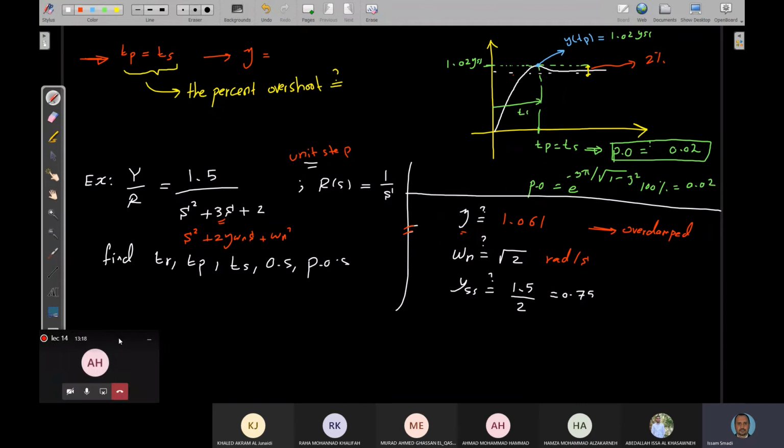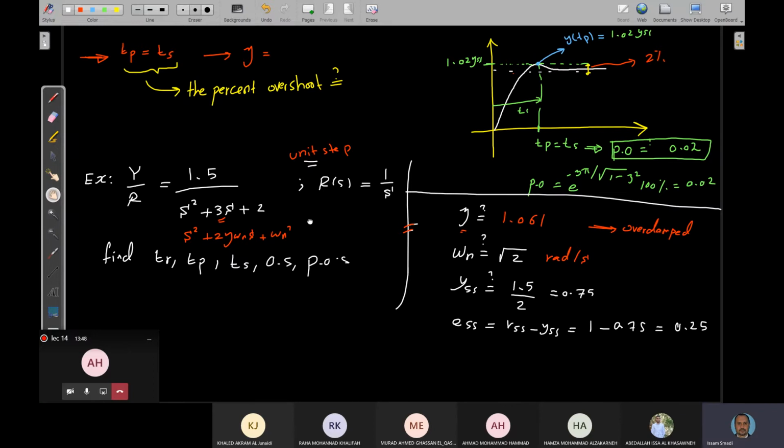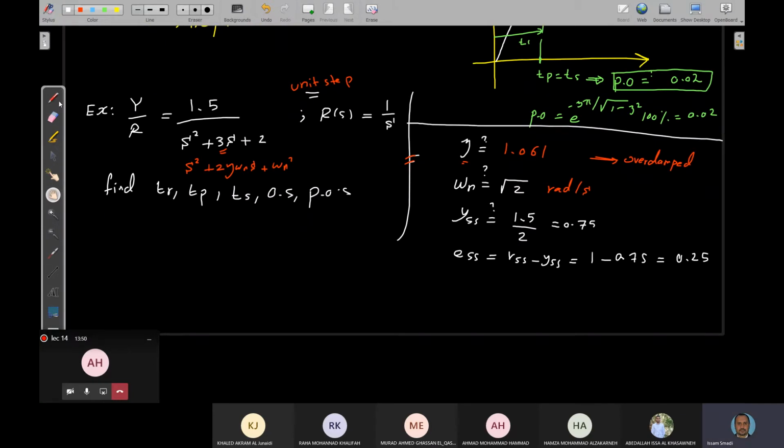Okay, now what about the error? Who can calculate the error for me? E steady state equal to what? 1 minus 0.75. Yeah, it is R steady state minus Y steady state, and here it happens to be 1 minus 0.75. And this, if I do the math, I don't need to be a genius, it will be 0.25, correct?